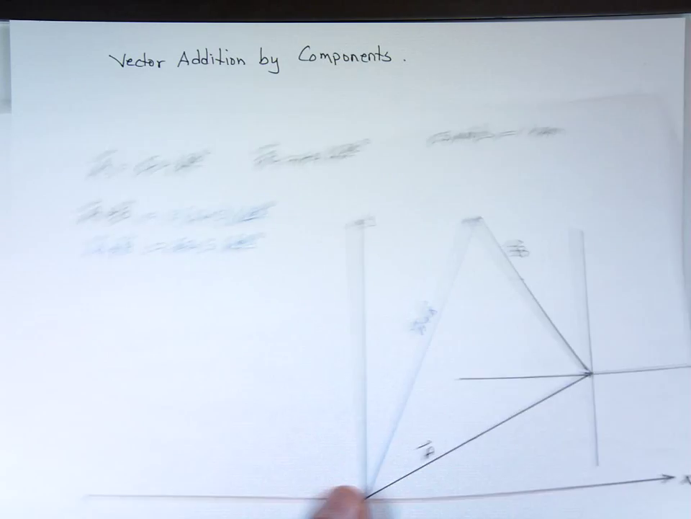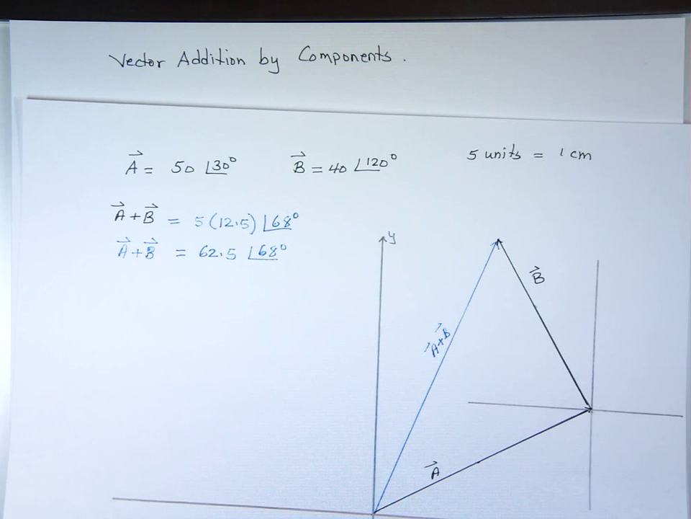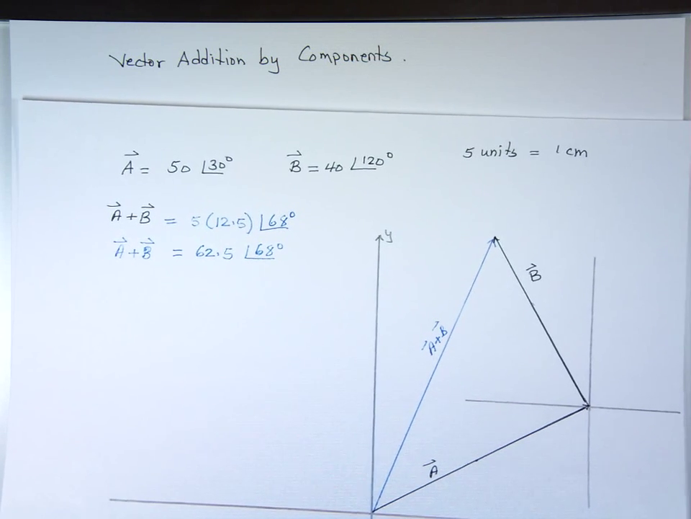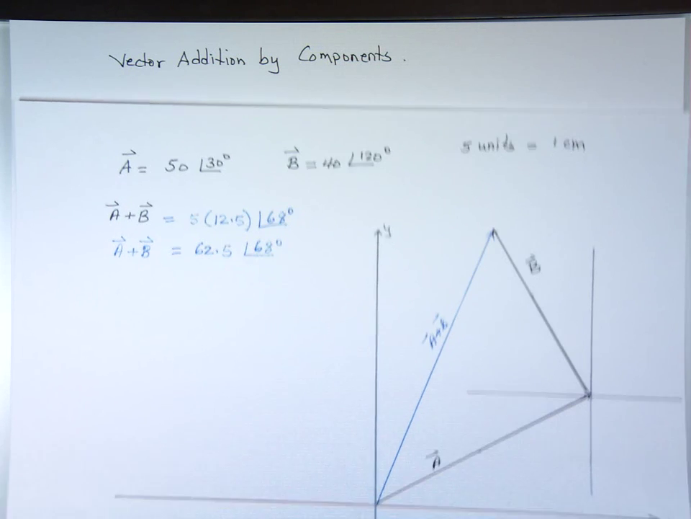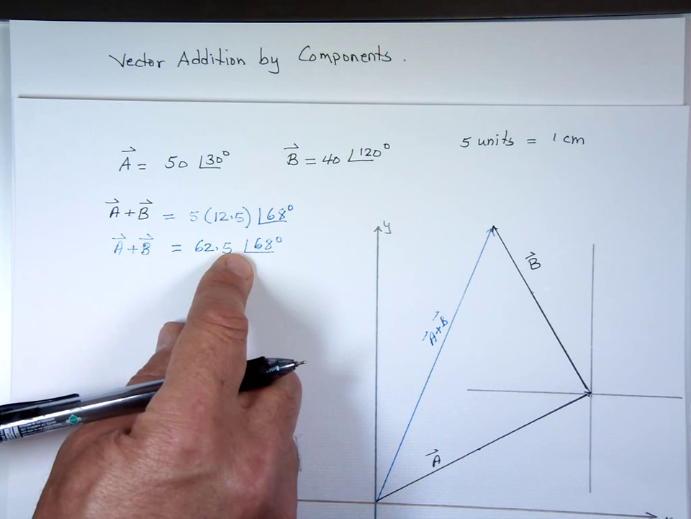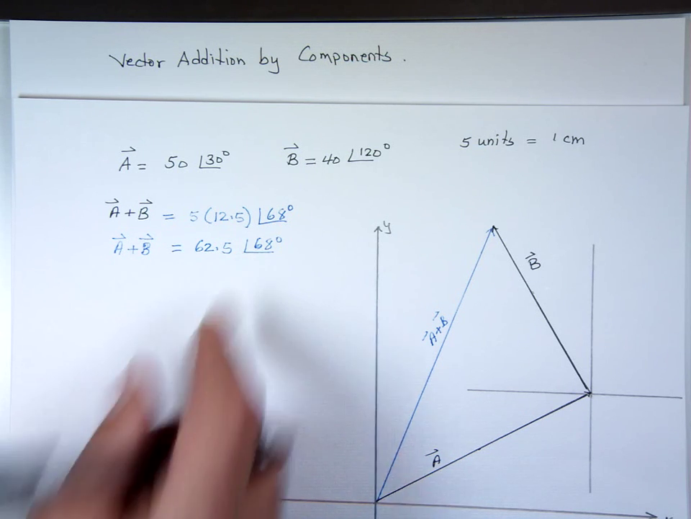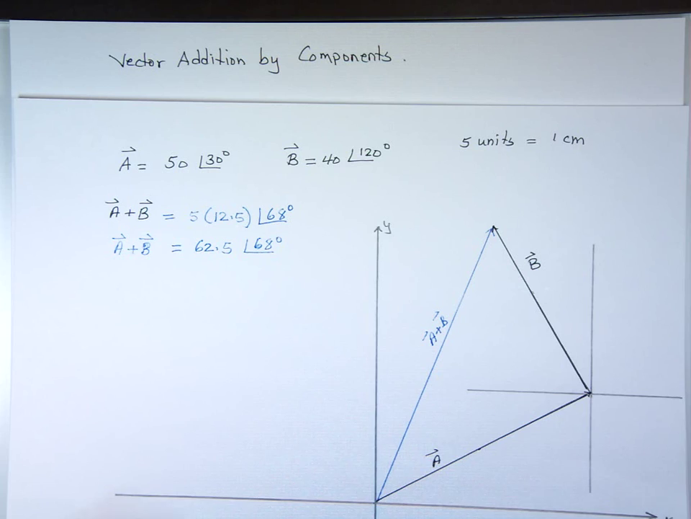When we did this example, adding vectors, we said A equals 50 angle 30, B equals 40 angle 120. I want to add them. And we graph them, we say, well, there's the answer. Well, how do we know this is right? Just because I said this is how we do them, that doesn't mean I need to prove that's really correct.